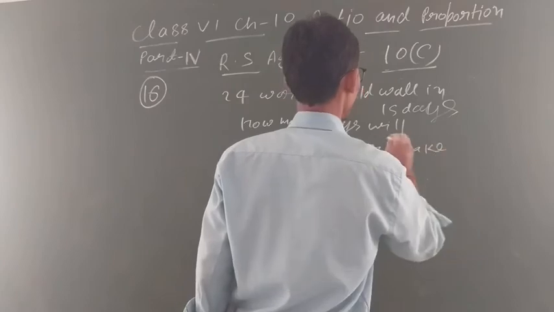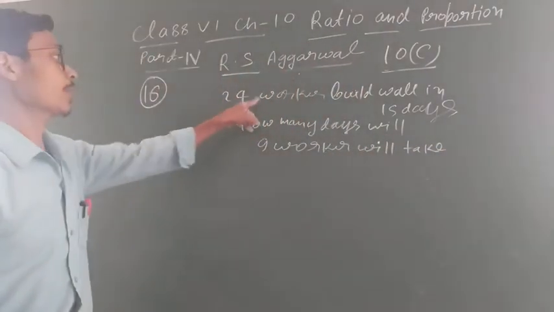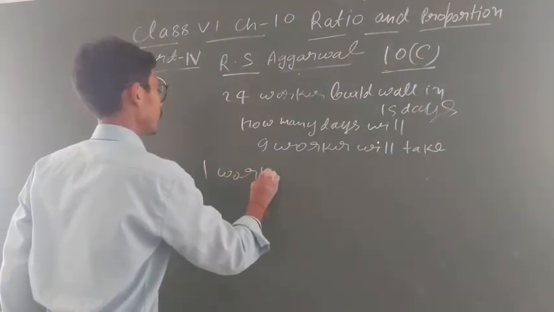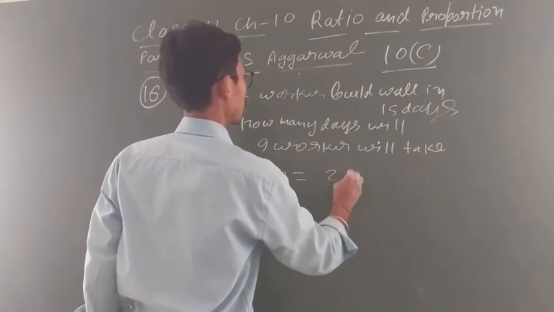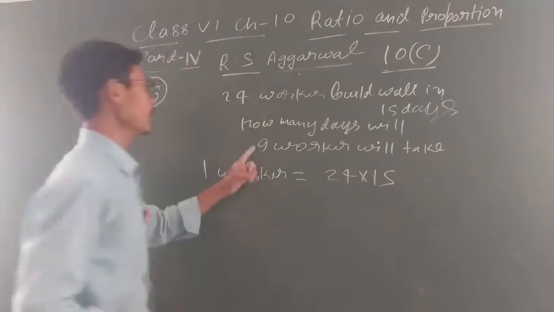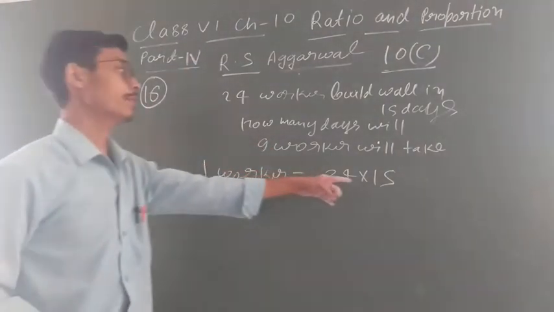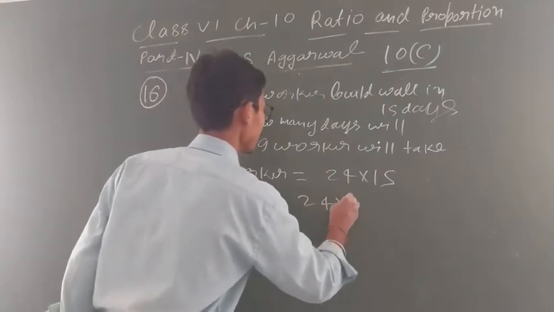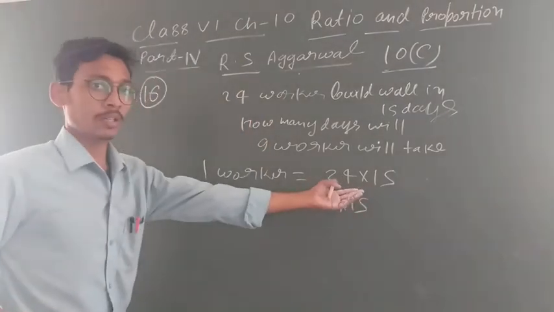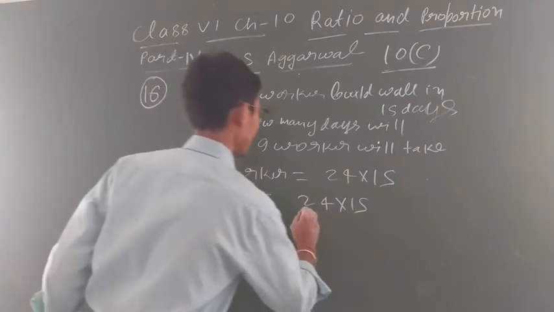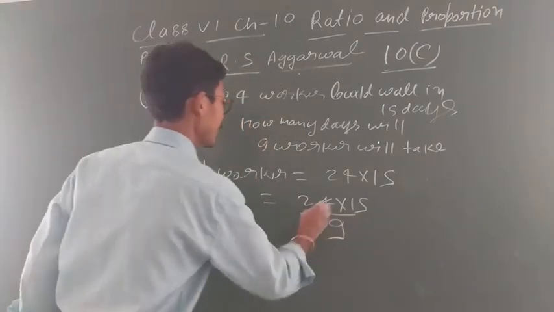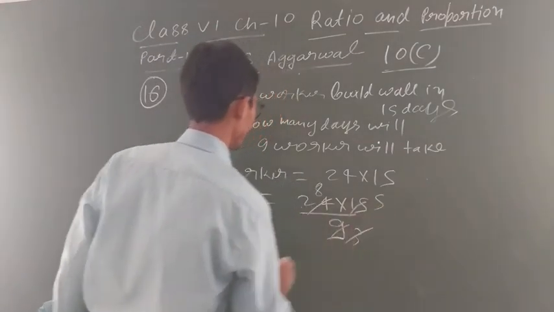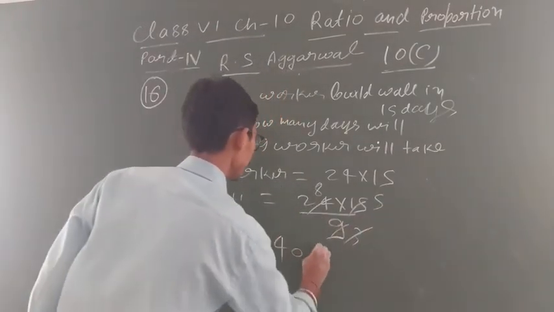देखो अब क्या करेंगे बेटा. 24 worker build a wall in 15 days. तो 1 worker is equal to 24 into 15. अब how many days will 9 worker take? तो 9 worker what will we do? 24 multiplied by 15. This is the time taken by 1 worker, divided by 9. 3 8 is 24, 3 3 is 9, and 3 5 is 15. तो देखो it becomes 40 days.